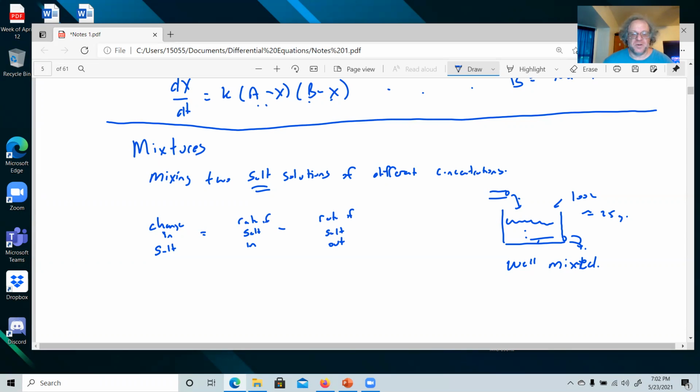So we'll say here's my amount of salt in over amount of salt out, and this is equal to the rate in. This was 2 liters per minute, so this is also going to be 2 liters per minute. We have the initial concentration.